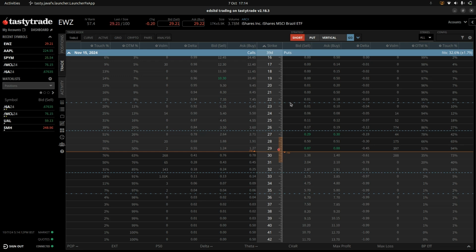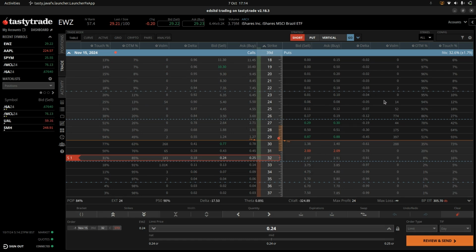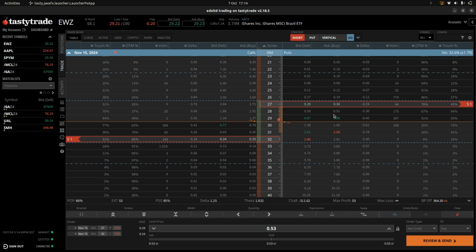So we want to sell one call and one put, and we want to sell it outside of the expected move to give us a high probability of success. I like to go anywhere between 15 and 20 delta. So on the call side, we've got an 18 delta here, which is perfect. And then on the put side, we've got a 19 delta here, which is perfect.